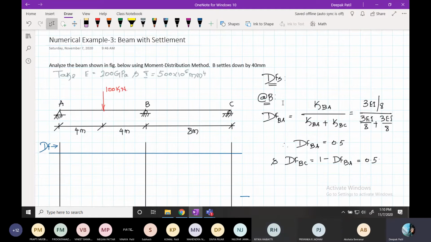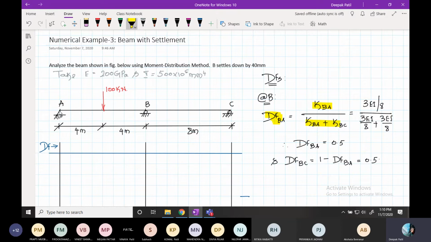I told you at A and at C, the distribution factor is always 1, so no need to calculate that. Only you need to calculate the distribution factor at B. So at B, two components are joining. The first component is distribution factor BA, which is equal to, in the numerator KBA, and in the denominator KBA plus KBC.